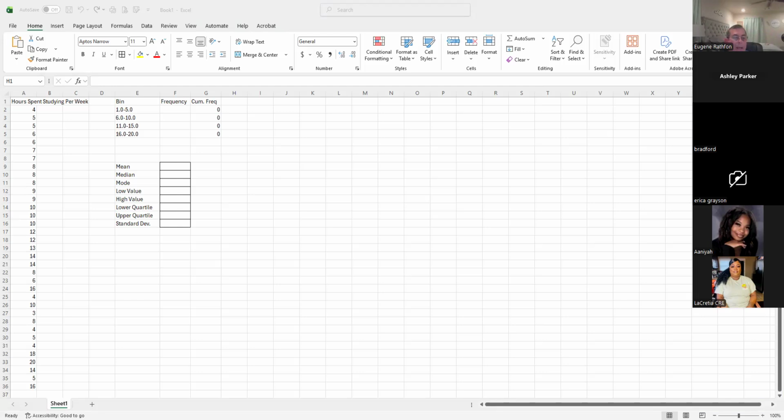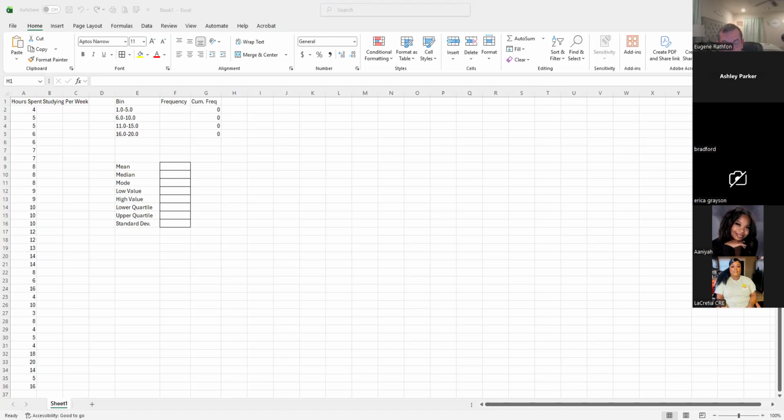So y'all, I'm going to highlight my columns over here. And I'm going to go up here where it says sort and filter and click that. And I'm going to sort them from smallest to largest by clicking that. So now it's got all my numbers in order. All right, y'all. So let's see. I want my mean. We want the median. And then the mode.